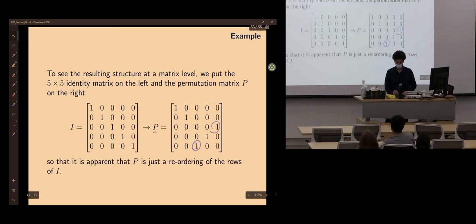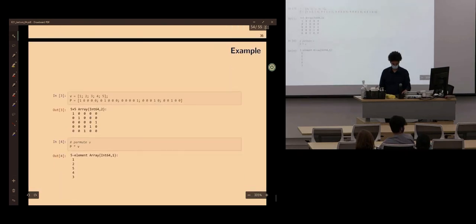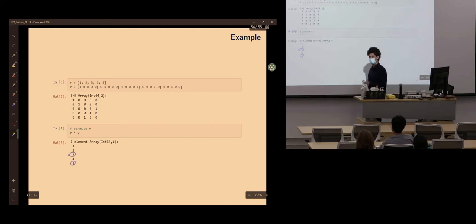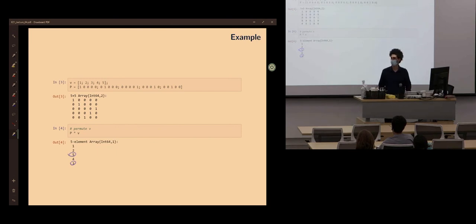Okay? So I did nothing special. Just swap these two rows. Then I define V, 1, 2, 3, 4, 5, and P. Then permute V by P multiplied by V. This is 5 here now and 3. So in general, this works. You start from the identity matrix. You can construct your permutation matrix like this.